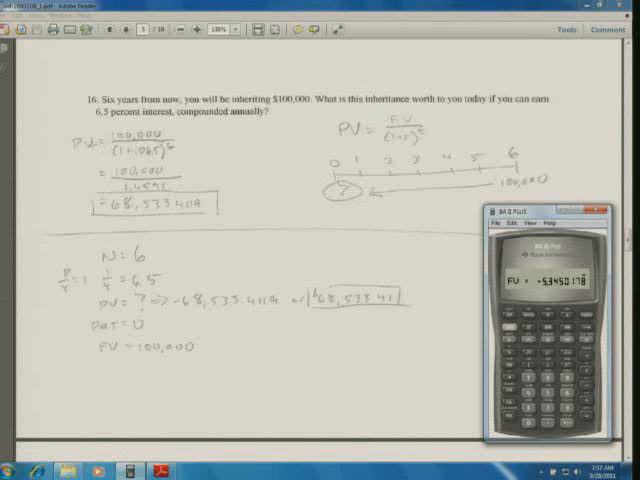All right, so we just dump it in the formula. Present value is what we're solving for, equals our future value of $100,000 divided by 1 plus 0.065. That's our discount rate that was given to us in the problem. And then raised to the 6. That's our t. It's going to be 6 years from now.